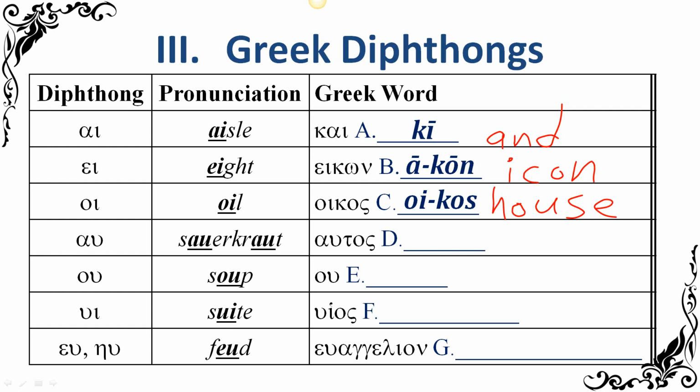And then alpha upsilon wasn't too bad. It sounds like the ow in sauerkraut. Ow. So the next Greek word is autos. Autos. You can think of it for right now as basically being a third person pronoun, "he." It actually gets used in all kinds of ways, but for right now, we'll just pretend it's "he."